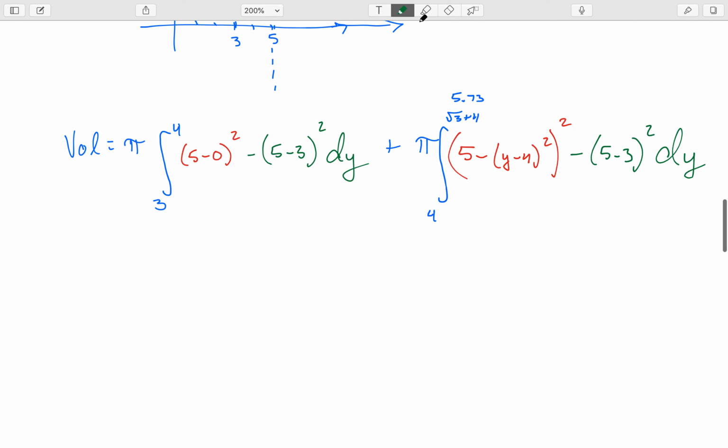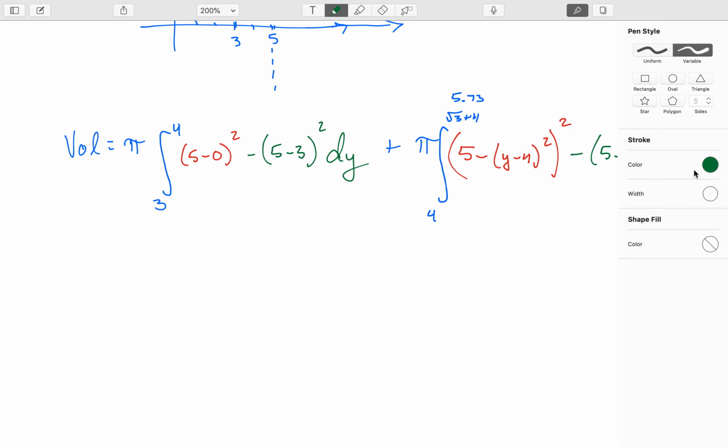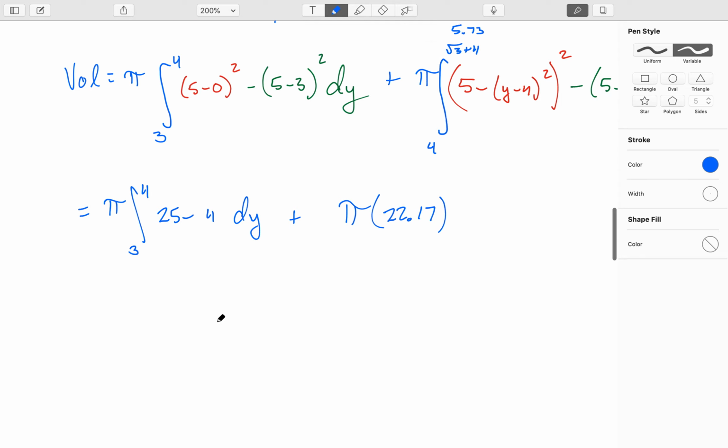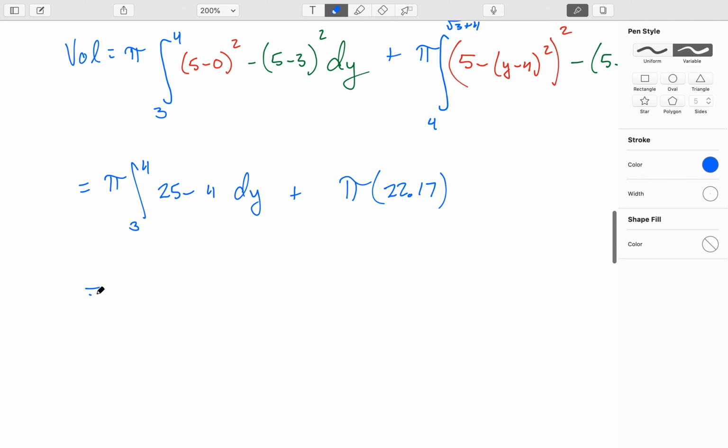So, okay, we should finish this up. Pi, the integral from 3 to 4. This is 25 minus 2 squared, which is 4. So this is going to be the integral of 21, so this turns out to be 21 pi dy. That one's nice. Plus the integral of, yeah, this is not going to turn out to be very nice. So I plug this one into my calculator. It's going to be pi times 22.17 approximately. So I've had to round this stuff off. So this whole thing turns out to be around 135.6.